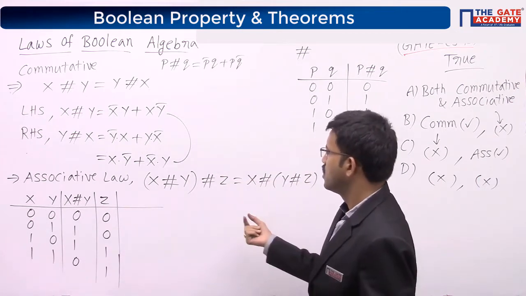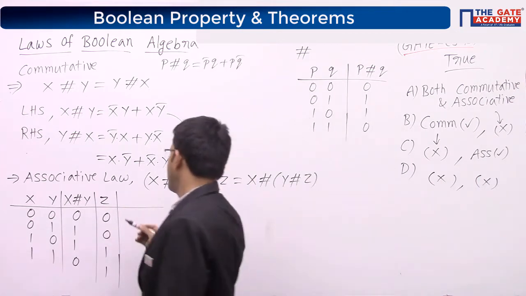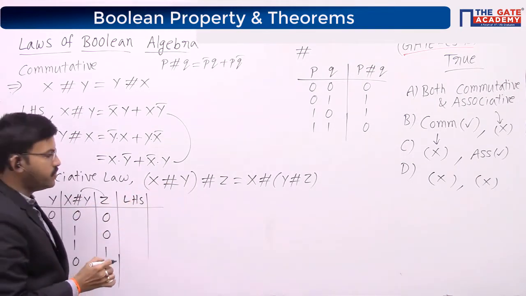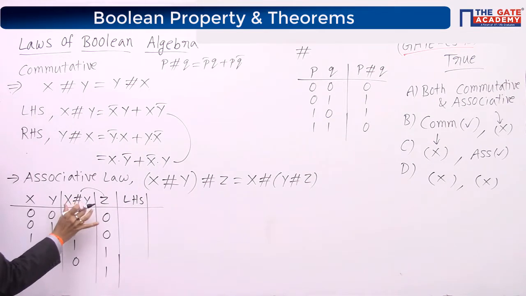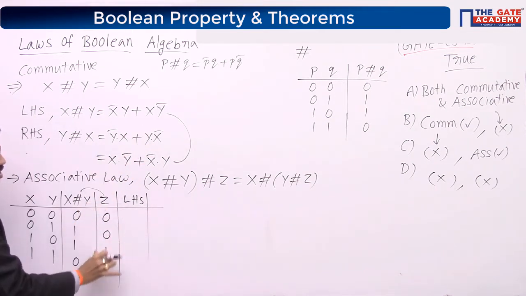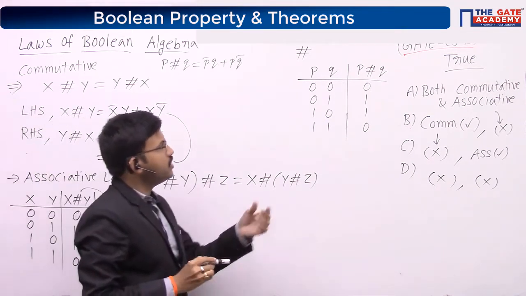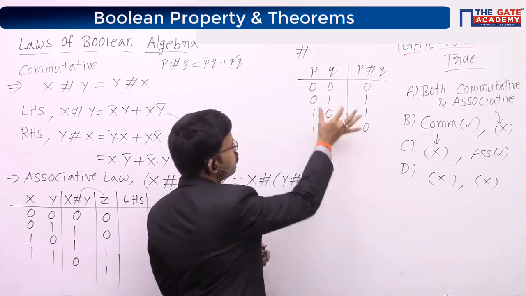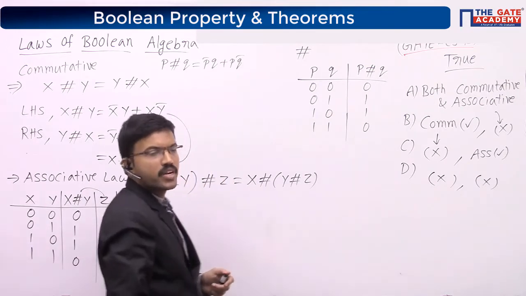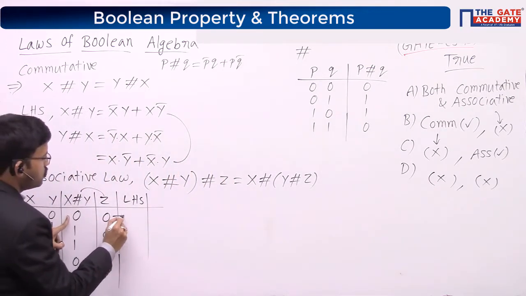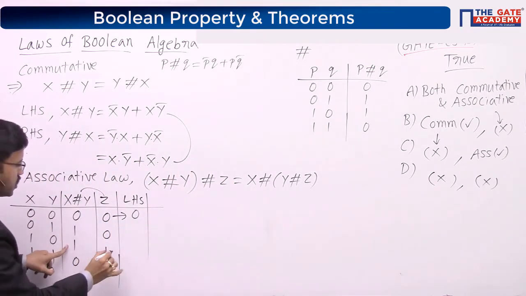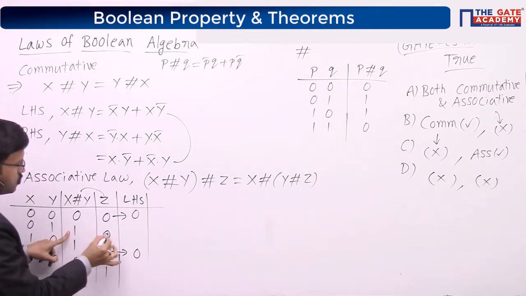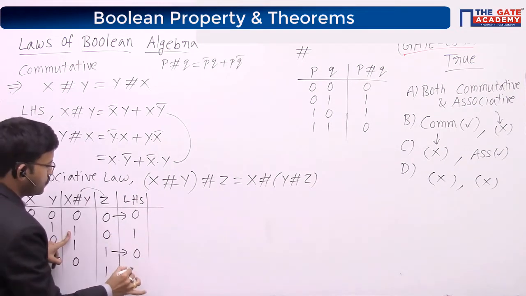Now the LHS term I am writing. LHS is x hash y hash z. That means whatever column you have here is like your P, and this column is like Q. If both values are different, only then is the output 1. If both values are the same, output is 0. Here both values are the same, output is 0. What is the other combination? For the other two, these two values are different, so output is 1.